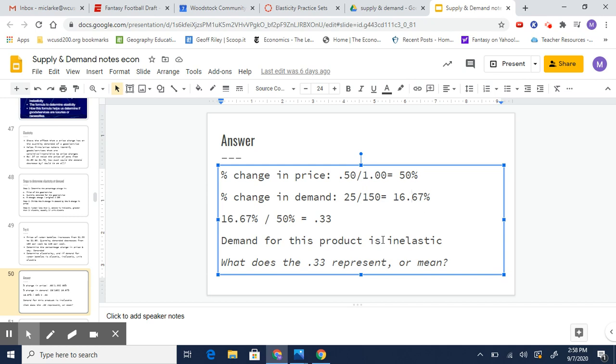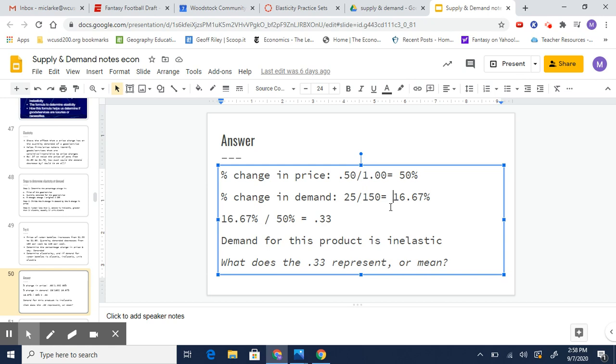Now you might be wondering right here, stop it for a second. Why isn't this negative? Because isn't this decreasing by 25? It is, but you use absolute value here. Why? Because the law of demand is in and of itself negative. It's a negative relationship. So you're always going to get a negative number. So bottom line here, you don't have to use negatives. You use absolute value here.